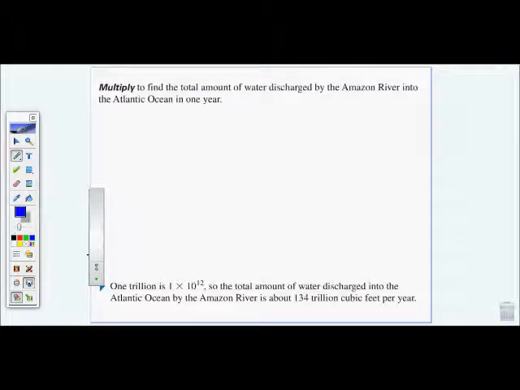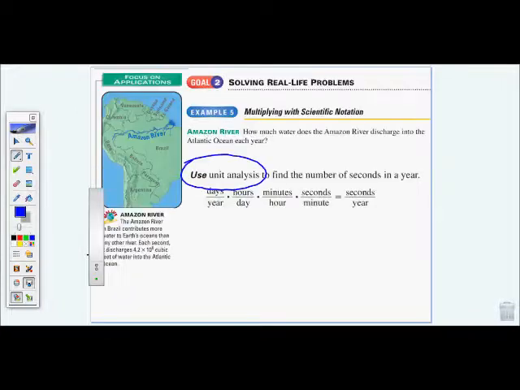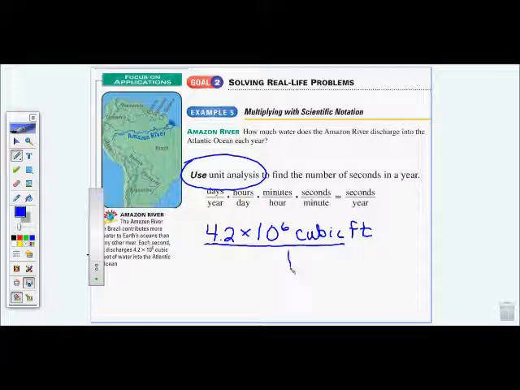And then to multiply that, we're trying to find the total amount of water. So I'm going to go back where we have our information. The total amount of water would be the 4.2 times 10 to the 6th, and that's cubic feet. And that's going to be in 1 second. We're going to multiply that times 3.2 times 10 to the 7th. And again, that measurement is going to be 1 year. And I think when I looked at that, I forgot to label my 1 second here.